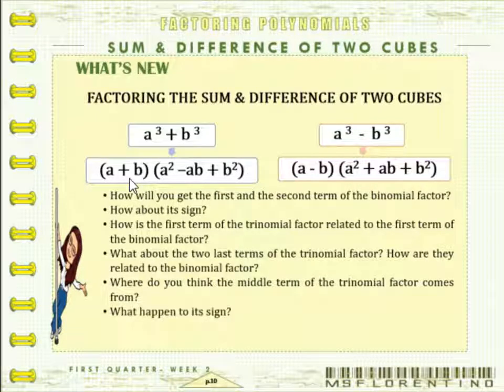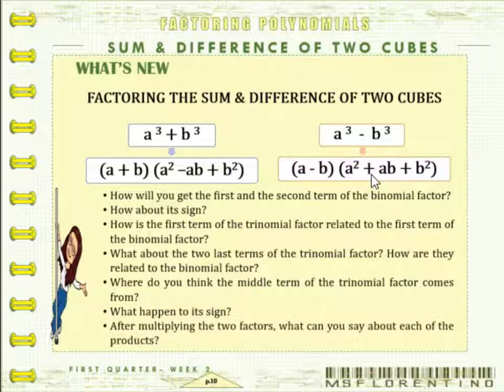What happened to its sign? In our binomial factor, if we use the plus sign, the trinomial factor will have the opposite sign of the binomial factor. If we have the plus sign here, the trinomial factor will be a minus sign for the middle term. If you have the minus sign in the binomial factor, then the middle term of the trinomial factor will become a plus sign.